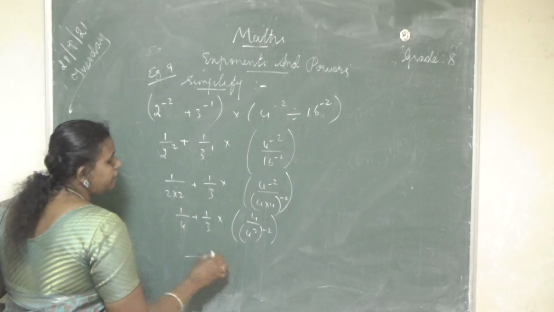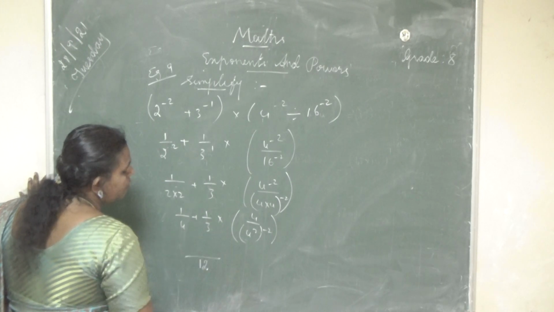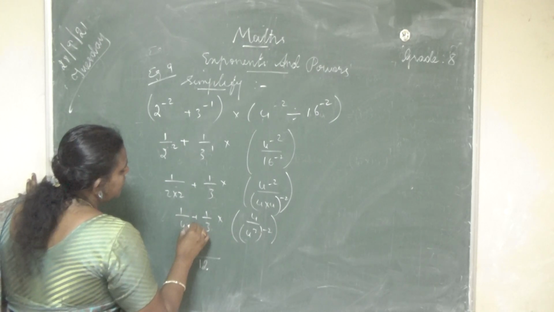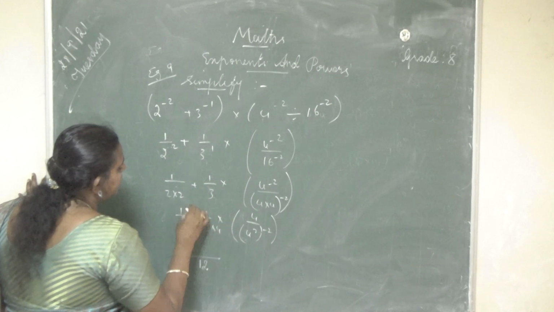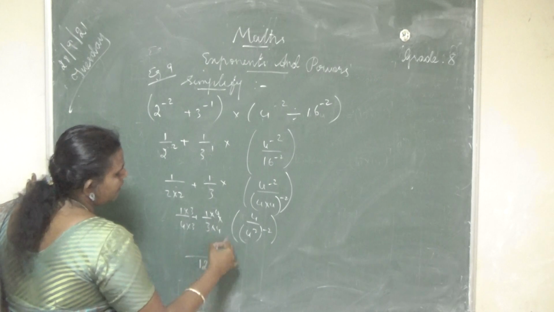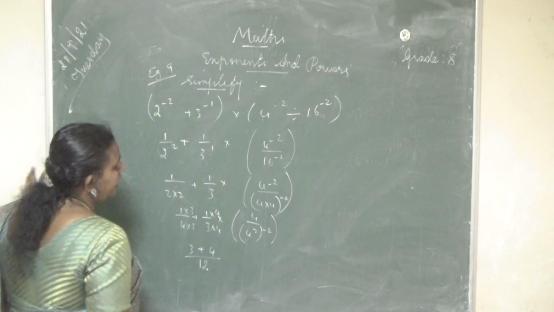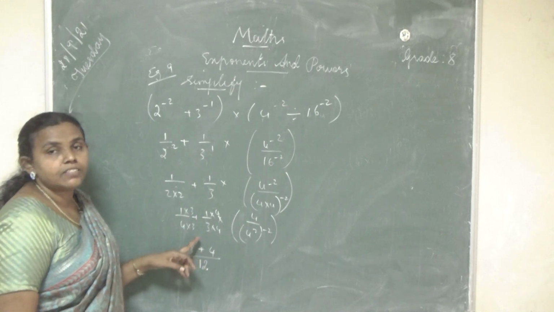The denominator is different. So what should I use? I should use the LCM method. 4 into 3 is 12, so here I want to make the denominator 12. 4 threes are 12, 3 fours are 12. So 3 plus 4. You are all familiar with this, no?